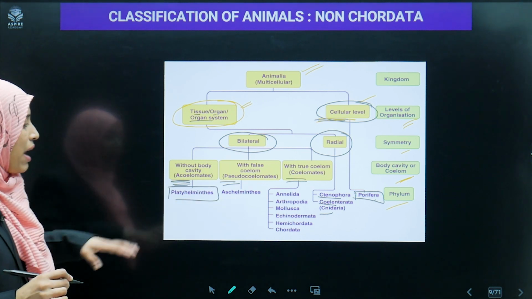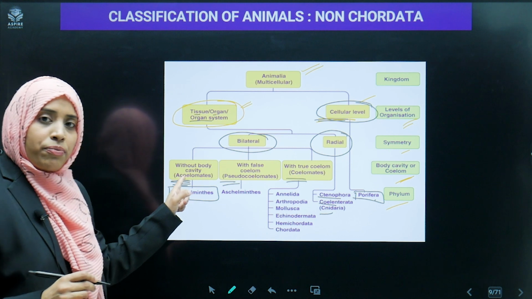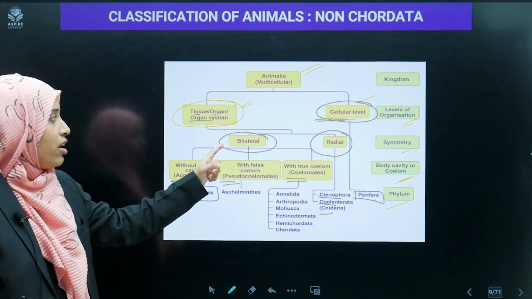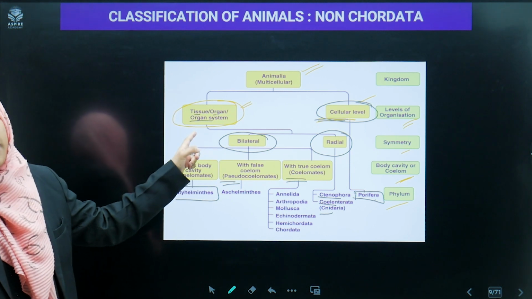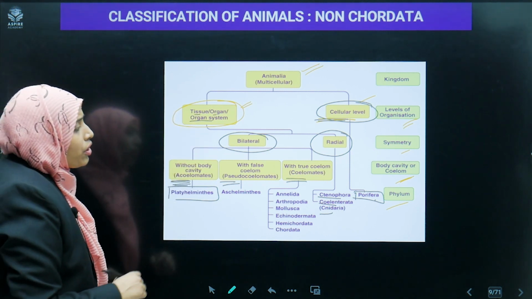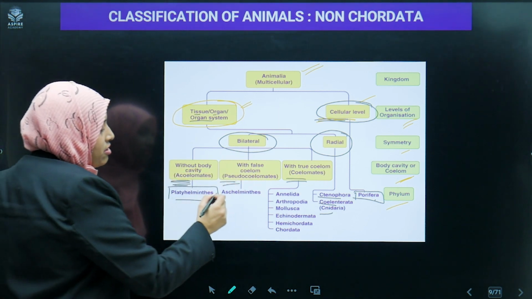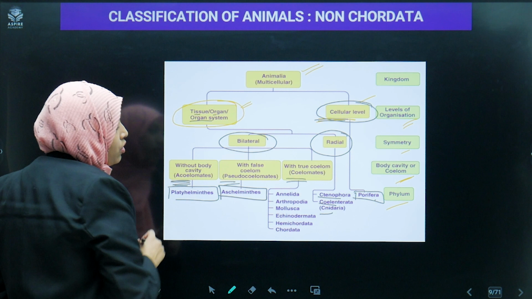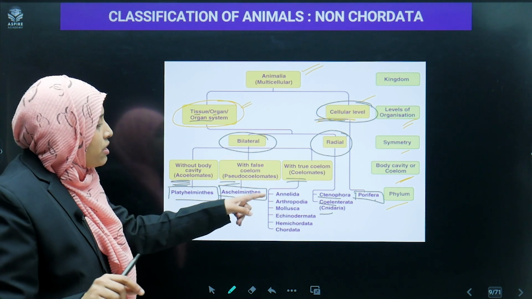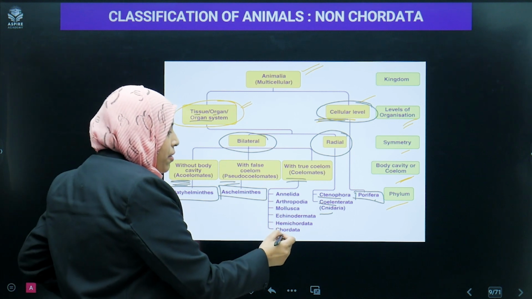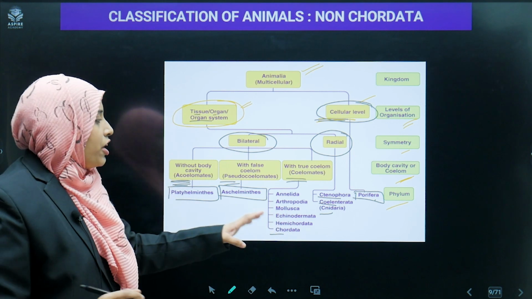Okay, phylum Platyhelminthes, they are acoelomate, meaning there is no coelom, and they have bilateral symmetry. Okay, and they have a tissue grade of organization. Okay, with false coelom, that is pseudocoelom, that is present in Aschelminthes. And true coelom is present in Annelida, Arthropoda, Mollusca, Echinodermata, Hemichordata and Chordata, all phyla.